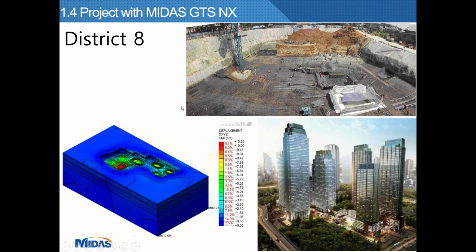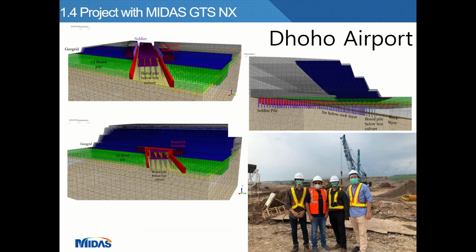This is another example, District 8. It involves a lot of excavation for the raft construction. As you can see, it's a very big project, and the building has been successfully constructed as well. Then I also did some projects at Doha Airport. We did some 3D analysis on the MSEW, which was interestingly constructed on a non-uniform soil layer. So the piles have a variety of lengths as shown here, and these are our pictures.